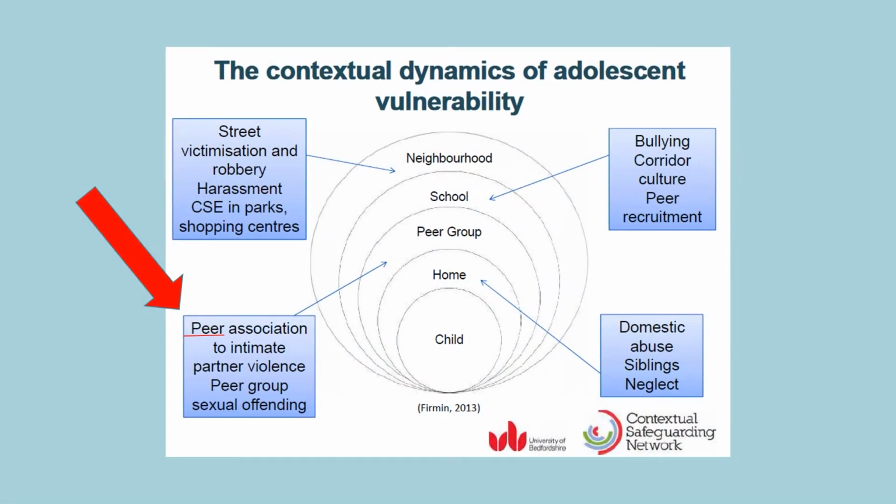Contextual safeguarding is a phrase coined by Carlene Firmin in her work researching harm from outside the home. There are several spaces where adolescents can experience harm outside the home. This webinar will be focusing on peer groups and associations. It will look at ways to identify and assess harm that can emerge from peers.